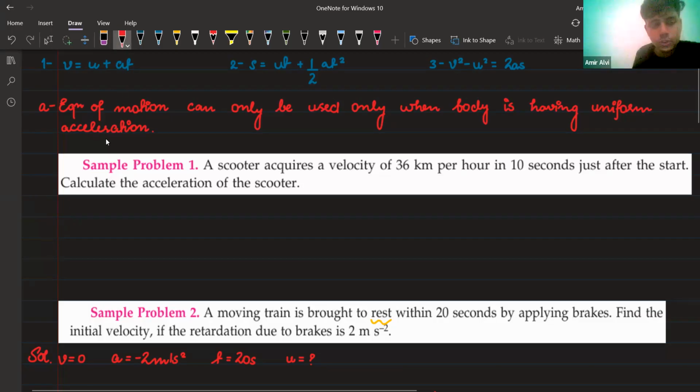That's correct, completely right. So let's write down all the things that are written over here. So u is equal to 0, right? And here, Naisha, the object has gained the velocity of 36 kilometer per hour after 10 seconds, right? So that means this is our final velocity, isn't it? Yes or no, Naisha?